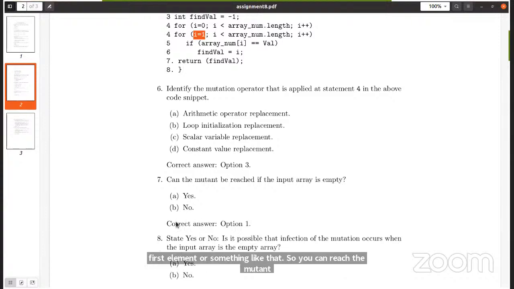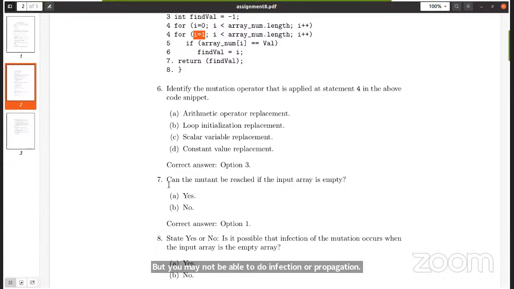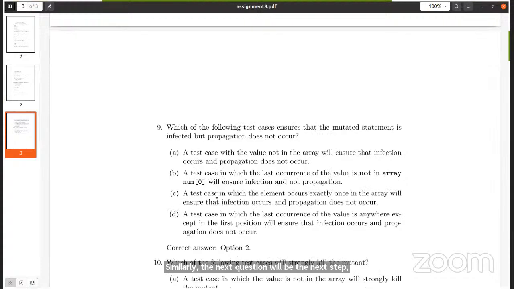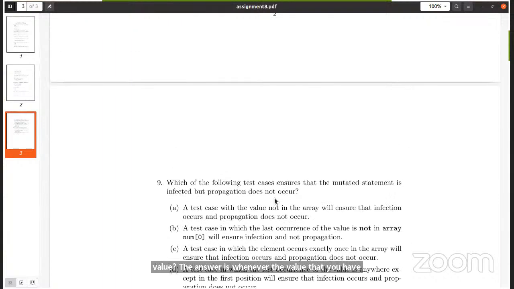The question 8 is on infection. Question 7 is just on reachability. Similarly, the next question will be the next step, which is propagation. Can I propagate? What will be the value? The answer is whenever the value that you have to find is not in the first element in the array, you would have successfully killed the mutant because I've changed the place from where I'm searching, right? That's what I've done.